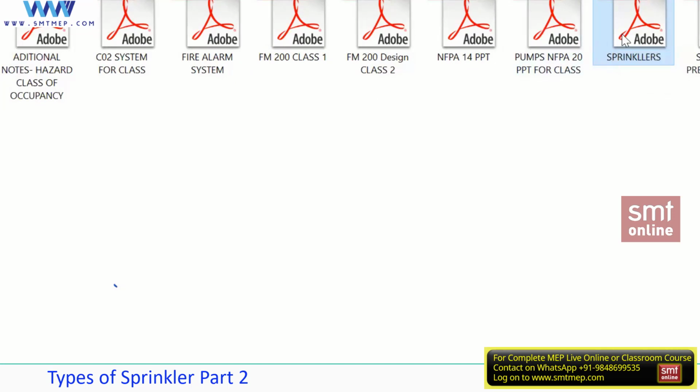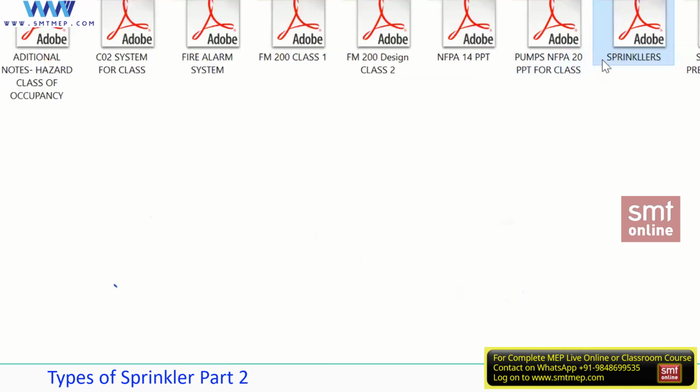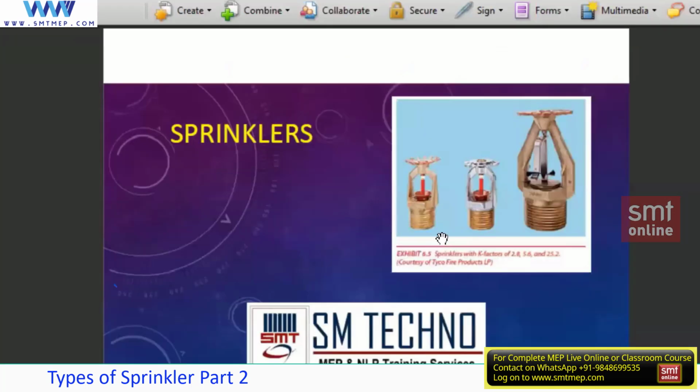I'm going to update the notes for the particular system. This is the main notes we are using, but instead of merging the new points into the notes, I created a separate PDF to avoid confusion. So here I'm going to open this PDF, sprinklers. You'll get more information about the sprinklers. Different factors related to the sprinkler we'll study now.